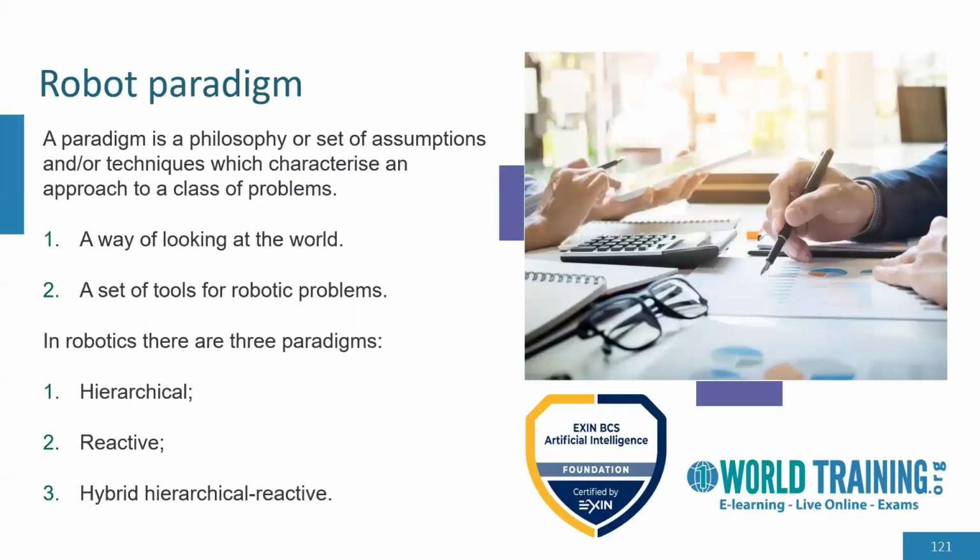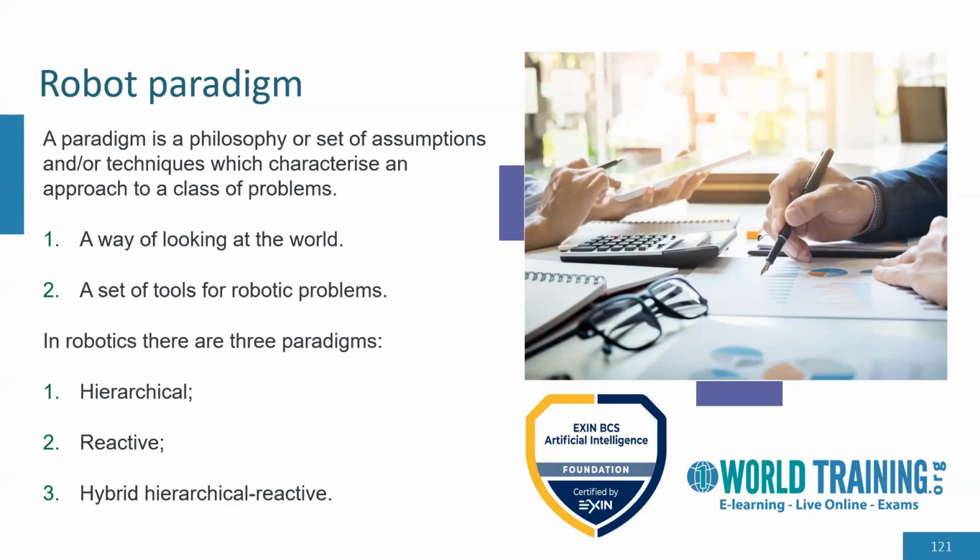Now let's look into the robotic paradigm. What is a paradigm? A paradigm is basically a philosophy or set of assumptions and techniques which help you characterize an approach to a class of problems. So when you refer to the robotic paradigm, you should look into these: it is a way of looking at the world, and it is a set of tools for a robotic problem.